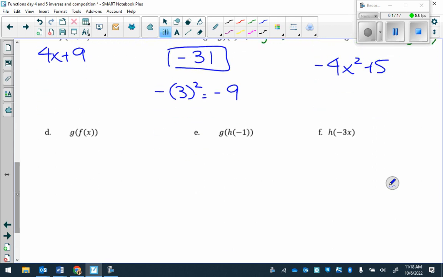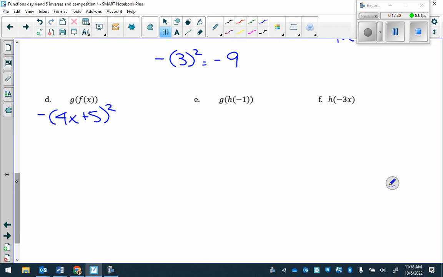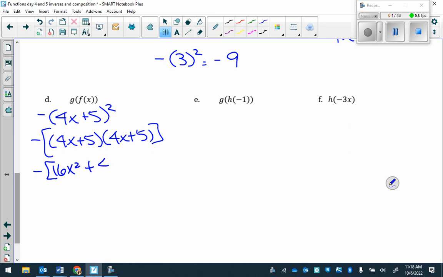So you have to do F of X into the G of X function. So we have -4x plus 5 squared. You want to square this guy first before you distribute the negative. So when you're squaring it, it's 4x plus 5 times 4x plus 5. Okay, so you get 16x squared plus 40x plus 25. Your final answer, you then distribute the negative.